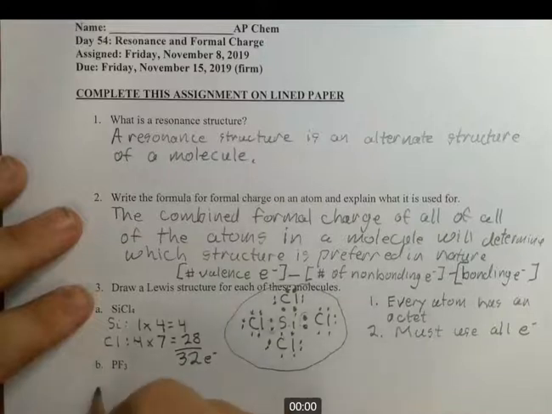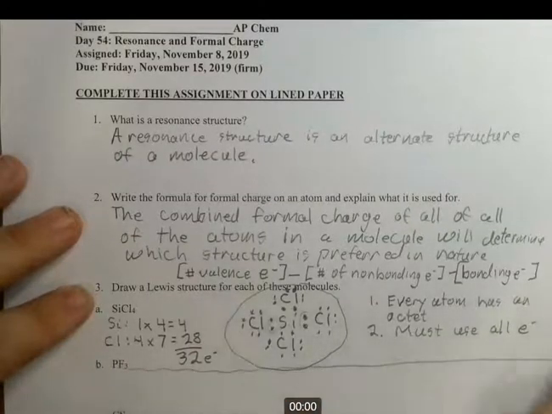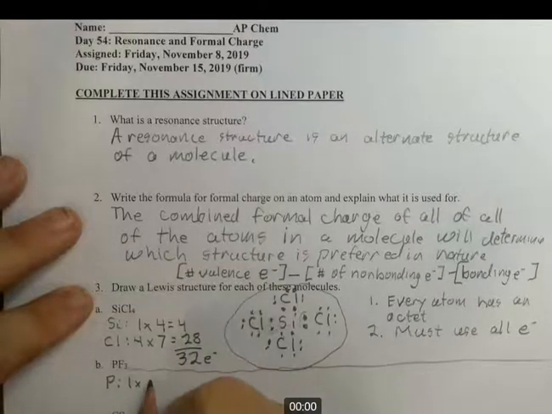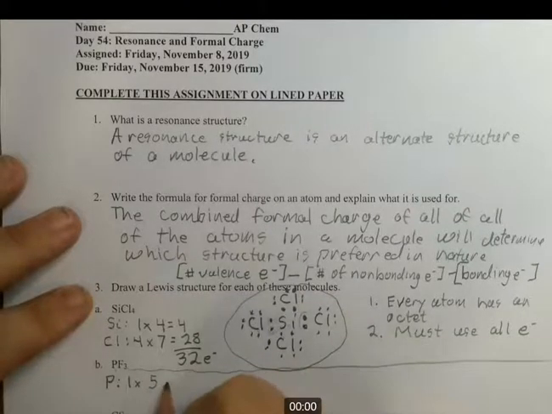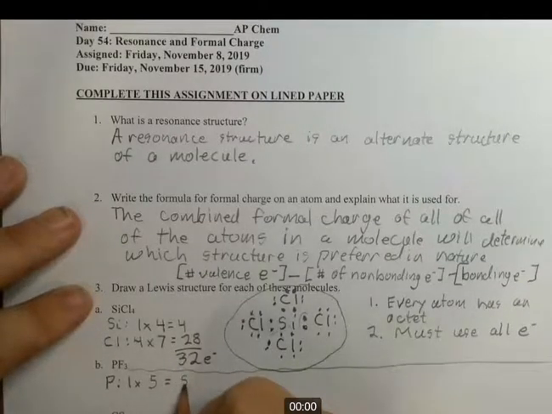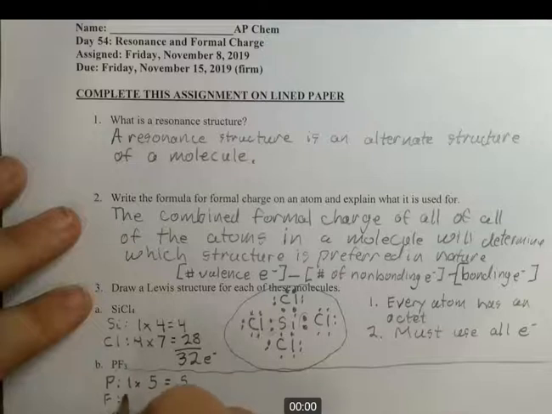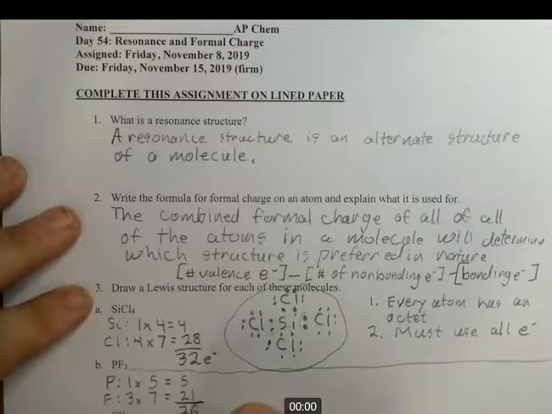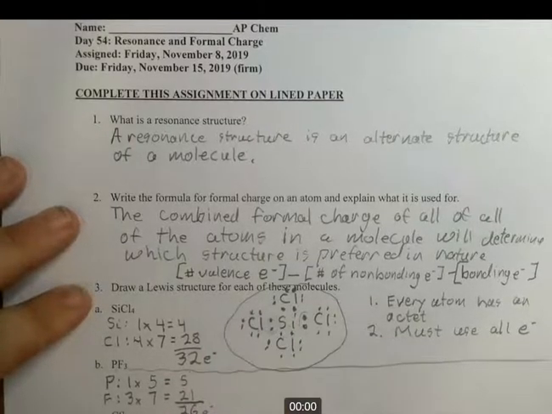Okay, let's go on down to PF3. So we're going to draw a line here so we keep these separate. So phosphorus, there's one phosphorus in this molecule, and phosphorus has 5 valence electrons. Okay, so we have 5 here, and then fluorine, there's 3 of those, and it has 7, so that equals 21, and if we sum those up, we have 26, so that means we have 26 electrons that we have to place.